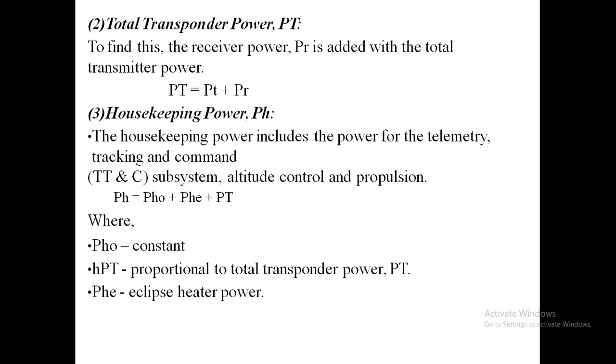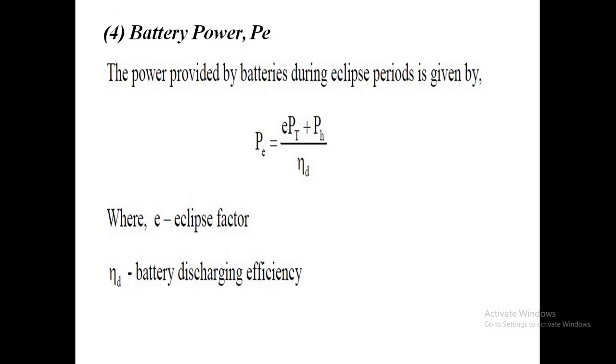Total transponder power is a combination of receiver power as well as the transmitter power. Here the receiver power is added to the total transmitter power. Housekeeping power: this includes the power for the telemetry, tracking and command subsystem, attitude control as well as propulsion. Battery power: the power provided by batteries during the eclipse period is the battery power.